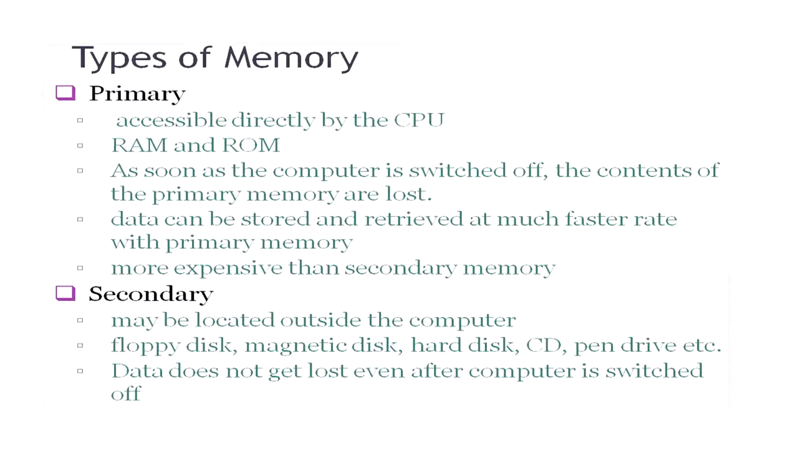Moving on to secondary memory, the main points include it can be located inside and outside the computer. For example, the hard disk is located inside, but you have external hard disk also. The pen drive is outside. The other examples are floppy disk, magnetic disk, hard disk, etc. And data in case of secondary memory storage devices does not get lost even after the computer is switched off. So we have a permanent storage of data through the secondary storage devices.